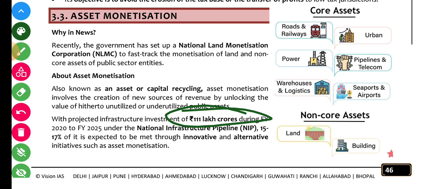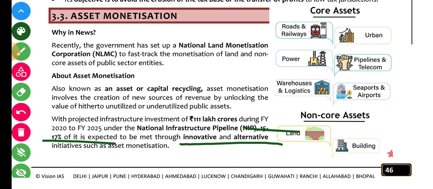Under this asset monetization, the 111 lakh crore to be expended by the central government for the financial year 2020 to 2025 under the National Infrastructure Pipeline, 15 to 17% of it is expected to be met through innovative and alternative initiatives such as asset monetization. So about 6 lakh crore expenditure on asset monetization. So keep this in mind.